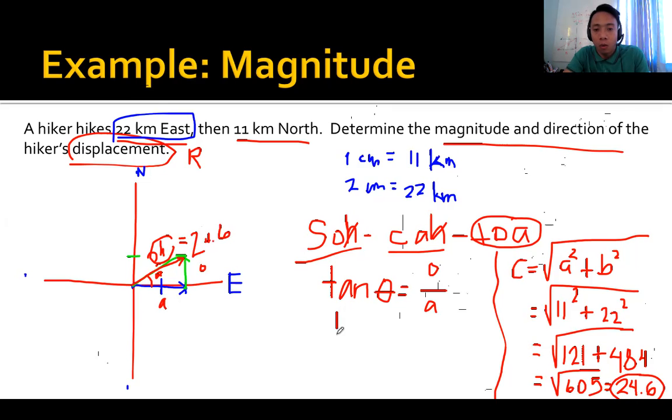Okay, now, we will now solve for tangent theta. Oh, pwede na pala siyang i-solve kasi hindi pala kailangan ng h. Nag-assume lang ako. Ayan. So, our opposite is, ano yung kulay green kanina? Yung mas maikli. So, we have the 11 kilometers. So, 11 over 22, or 1/2. Tama? So, what is the tangent theta of 1/2?